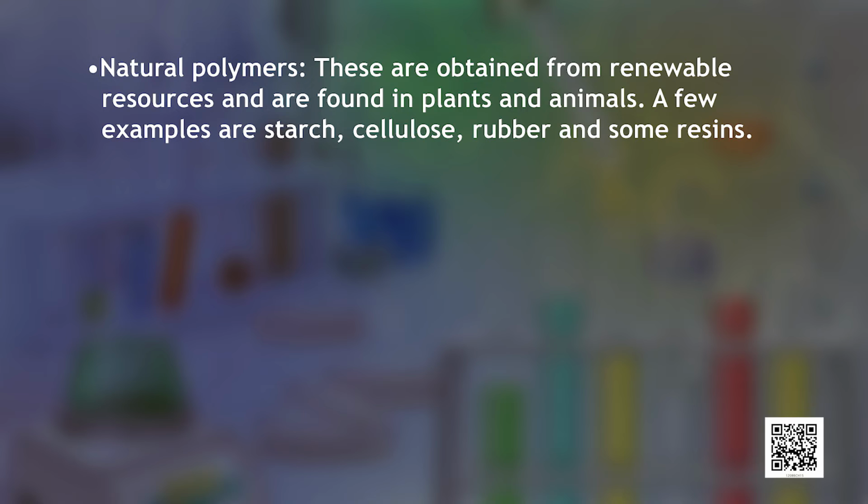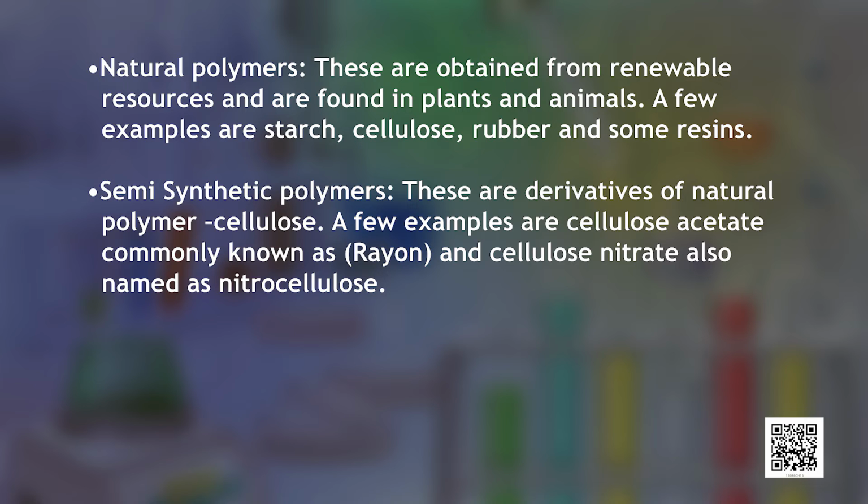Now, what are natural polymers? These are obtained from renewable resources and are found in plants and animals. A few examples are starch, cellulose, rubber and some resins, while semi-synthetic polymers are derivatives of the natural polymer cellulose. A few examples are cellulose acetate, which is commonly known as rayon, and cellulose nitrate, which is also called nitrocellulose. The third type of classification is on the basis of mode of polymerization.